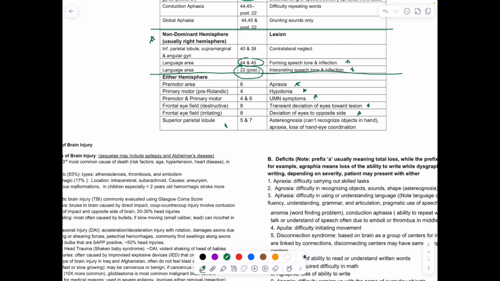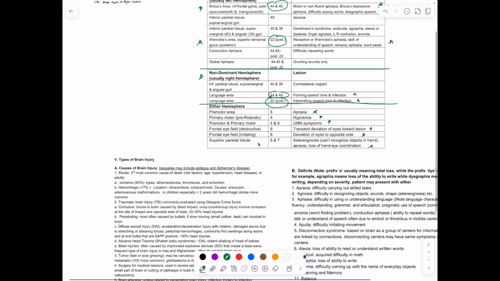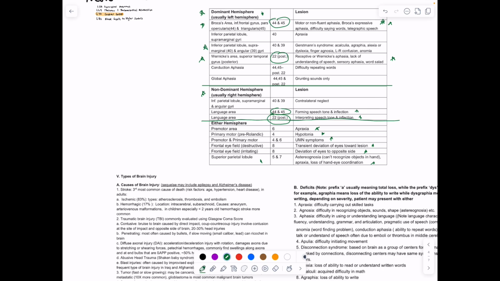And then the superior parietal lobe, damage causes astereognosis, can't recognize objects by hand. And then the inferior parietal lobe, we said, was on the dominant side: Gerstmann syndrome, which is difficulty calculating, reading, and writing overall. And if you hurt the inferior parietal lobe on the non-dominant side, you get contralateral neglect. If your non-dominant side is the right hemisphere, then the left side of your face, you're not going to shave.